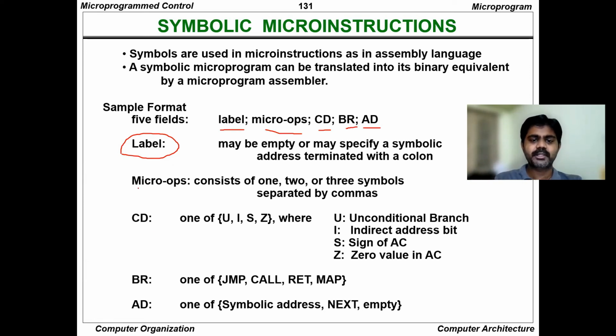So next is micro operation. What is micro operation? Micro operations can be an addition micro operation, arithmetic micro operation, or shift micro operation. Whatever the operations are, they are separated with commas.